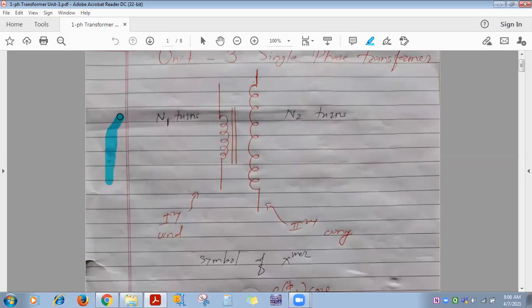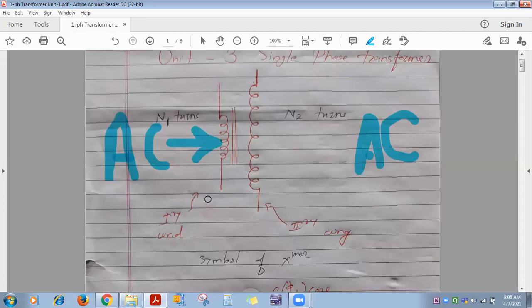For transformer, AC is the input and AC is the output. As it is a single phase transformer, means single phase AC power is the input and single phase AC power is the output. Formula for single phase AC power, all of you know, we learn it in second unit, VI cos phi.